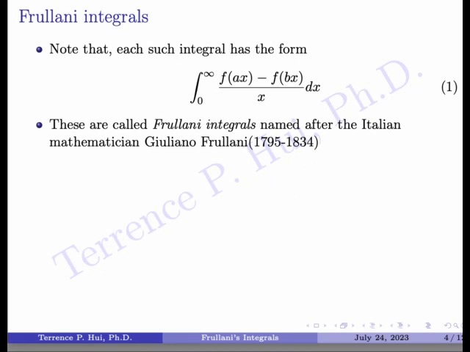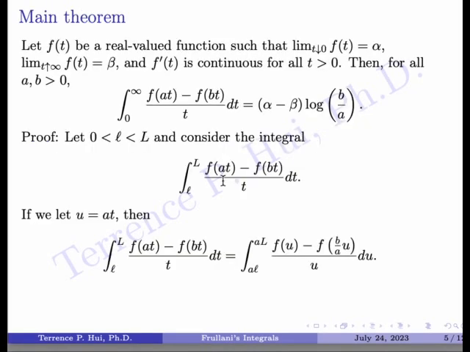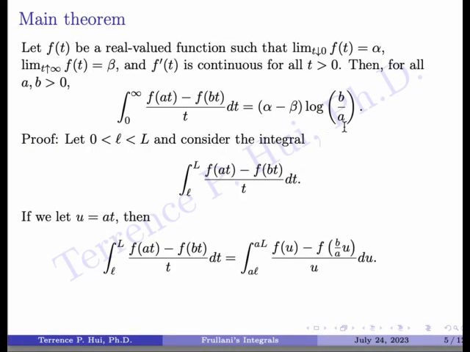All right, so if you look at all these examples, they all have one thing in common. Namely, they all have this form: some function f of ax minus the same function f of bx, all divided by x, integrated from 0 to infinity. Whenever you have a form like this, these are called Frullani integrals, named after the Italian mathematician Giuliano Frullani. Okay, so what I want to do here today is show you that under certain circumstances, you can actually look at this and get to an answer very quickly.